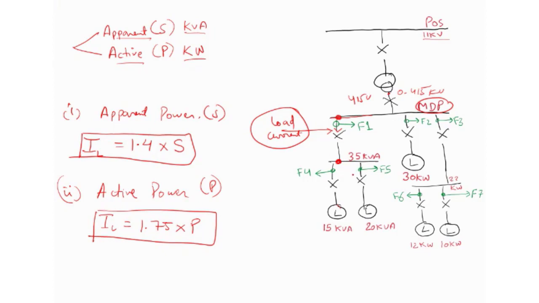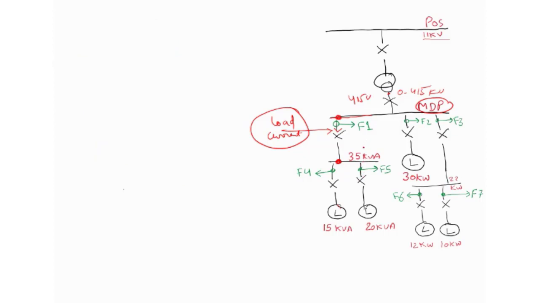Now I am taking some examples. Let's see feeder 4. I am going to calculate the load current for this feeder, meaning how much current will flow through it. First you should know the total apparent power, that is, the power consumed by this load. Let's suppose the apparent power here is 15 kVA.